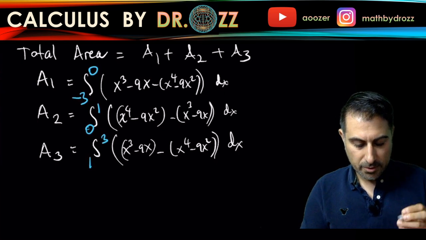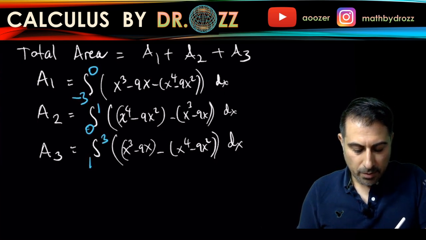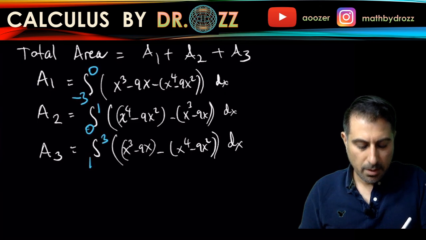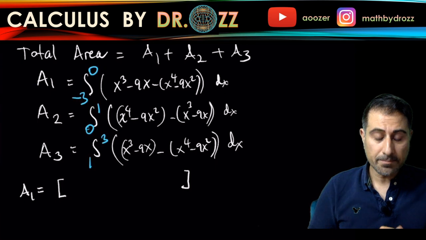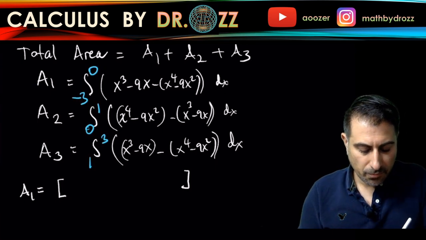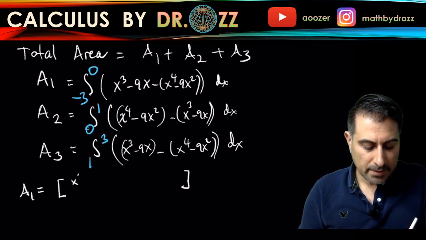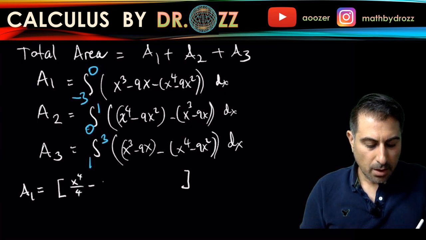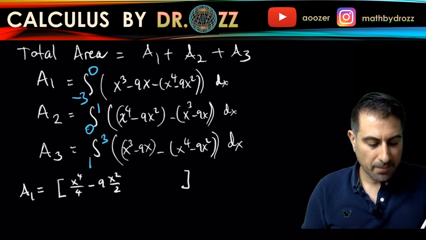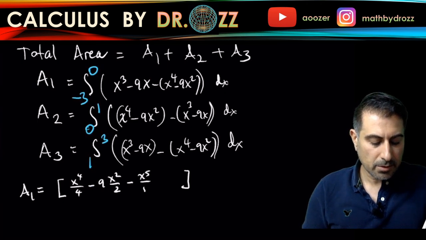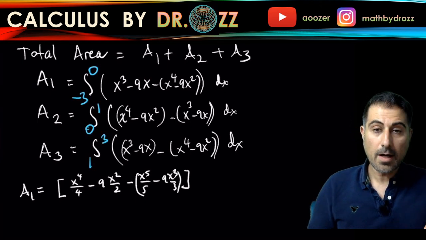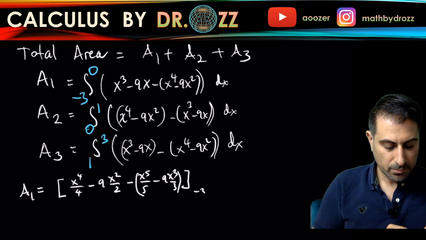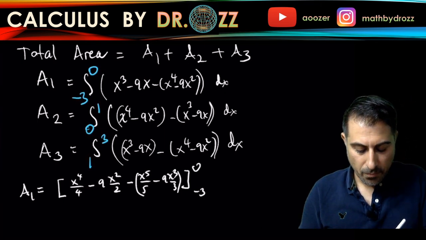So let's just do one by one. A1 is equal to, I'm going to write down the antiderivative here right away. So x to the fourth over 4 minus 9x squared over 2 minus x to the fifth divided by 5 and 9x cubed over 3. And this is from -3 to 0, okay?